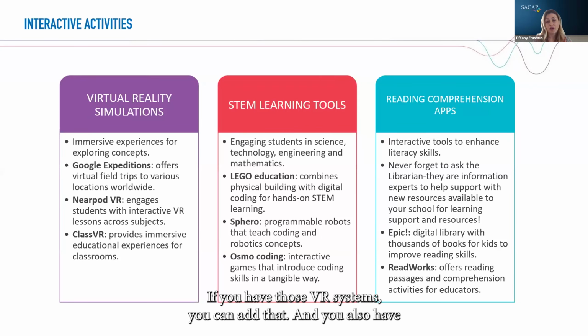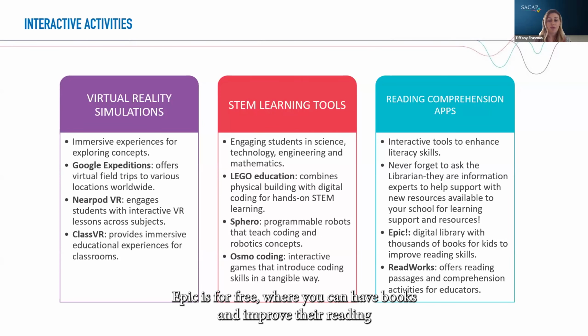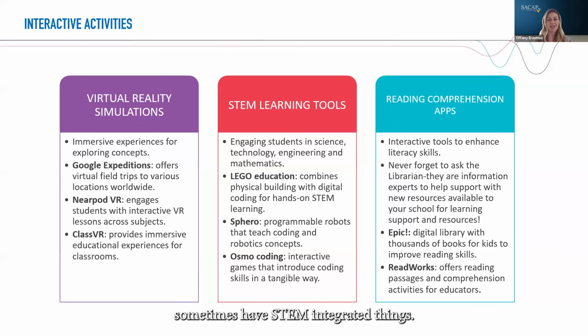And you also have very nice reading comprehension apps like Epic and ReadWorks. Epic is for free, where you can have books and improve their reading with quizzes, and it's all on the devices to improve the literacy. What I do like about Epic is that their library sometimes have STEM integrated things. It's got a library of books that's not just related to reading. It's also got things that they can explore a little bit more.